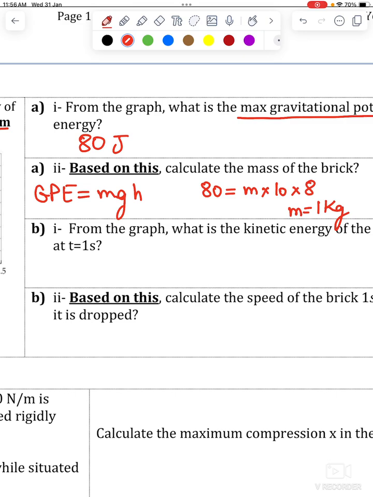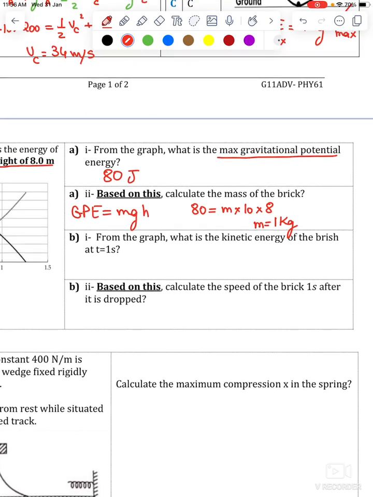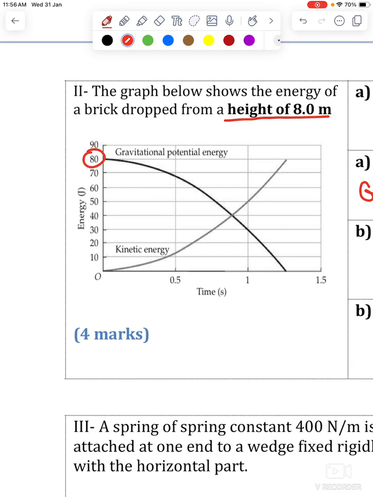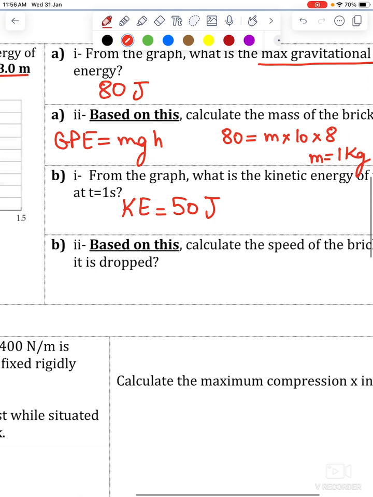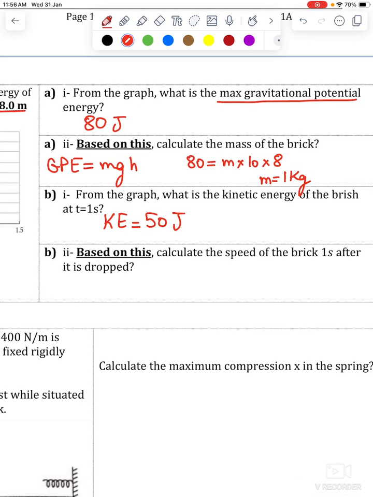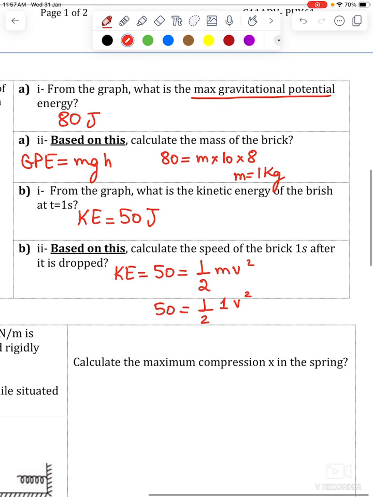Now also from the graph, I need to know the kinetic energy of it at 1 second. So here is the graph of the kinetic energy. At 1 second, I can see that the kinetic energy is 50 joules. Based on this, I need to calculate the speed of the brick at 1 second. So given the kinetic energy equals 50, which is equal to half mv squared, 50 equals to 1 over 2, the mass is 1, v squared. So v equals to 10 meters per second.